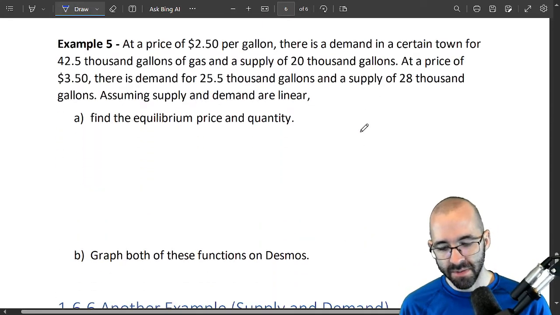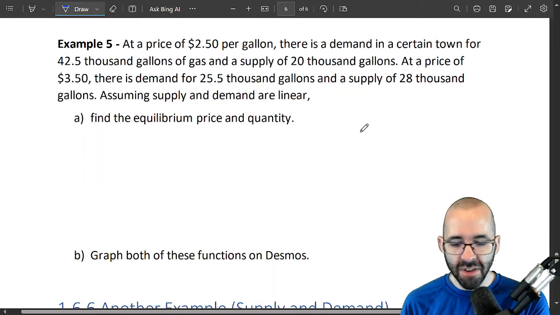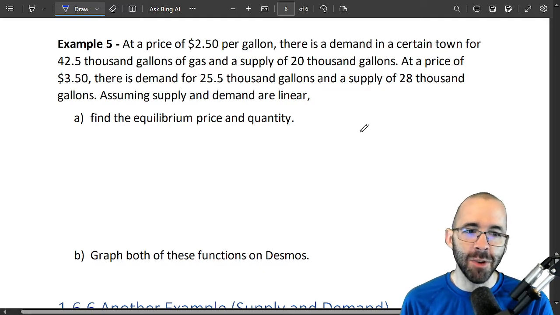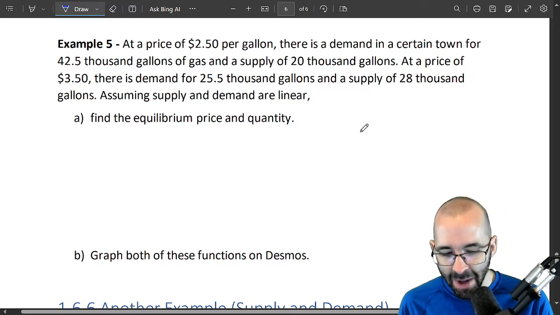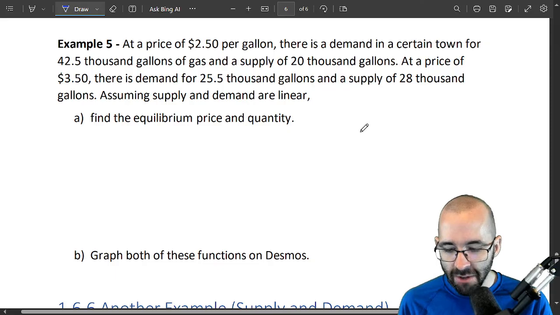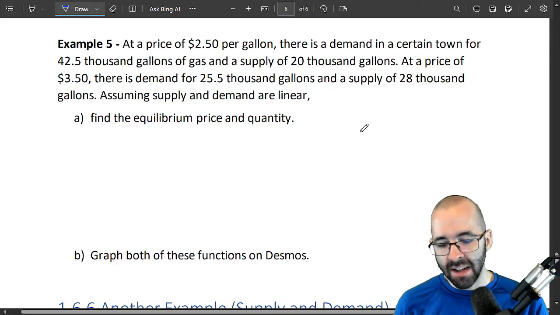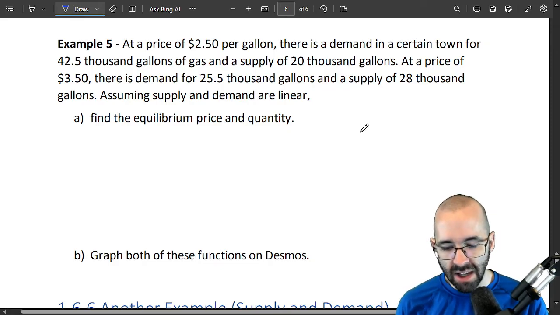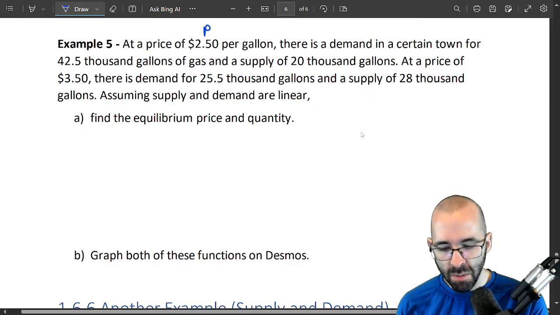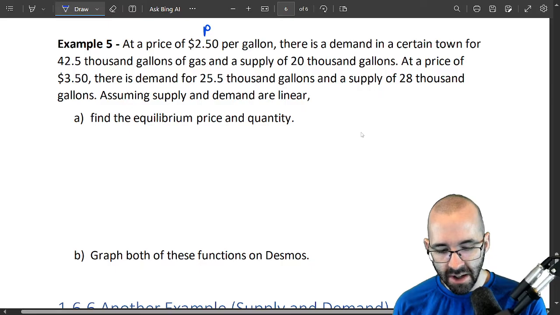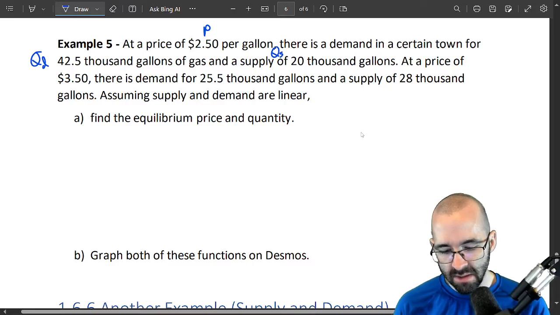So let's use this. At a price of $2.50 per gallon, those were the days, there is a demand in a certain town for 42,500 gallons of gas and a supply of 20,000 gallons. So we have one price. Here's the demand, maybe this is our QD. And here's our supply, maybe this is QS.